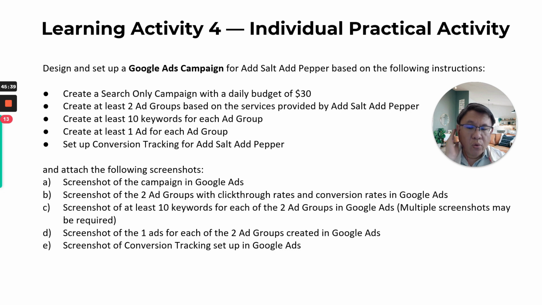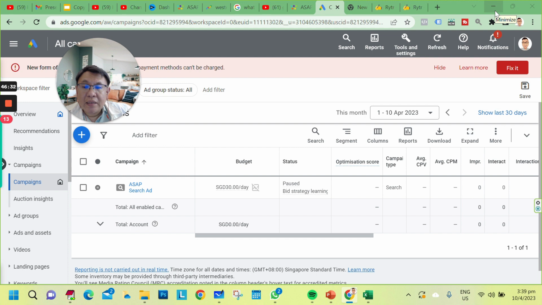So one of the required things to do is that we are supposed to screenshot the campaign in the Google Ads, and we're also supposed to screenshot the two ad groups with the click-through rate and conversion rate in Google Ads. So how do we ensure that the column of click-through rates and conversion rates appear in Google Ads? This is how we do it. So one of the things that we need to ensure is the click-through rate and the conversion rate of the ad to appear here before we actually screenshot.